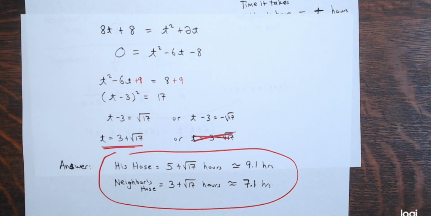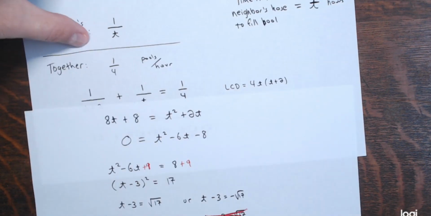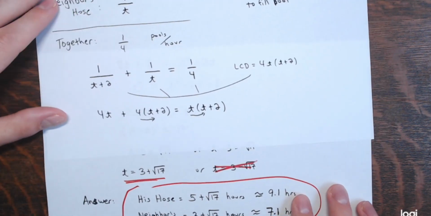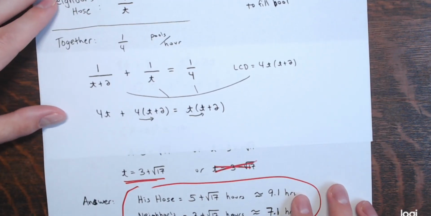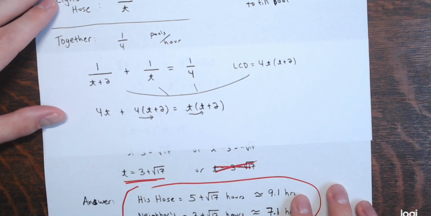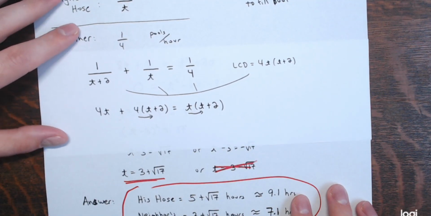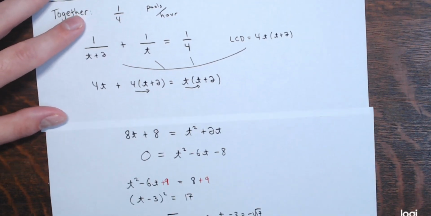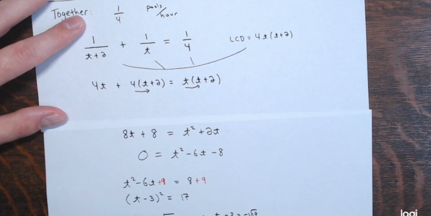Okay, and then let me just go back through and double check my work. Right, you should always be double checking your work. Yeah, 2 hours more. Rates, add the rates equals blah. 4t, 4 times t plus 2, t times t plus 2. And 8t plus 8, t squared plus 2t. Yeah, this is exactly right.